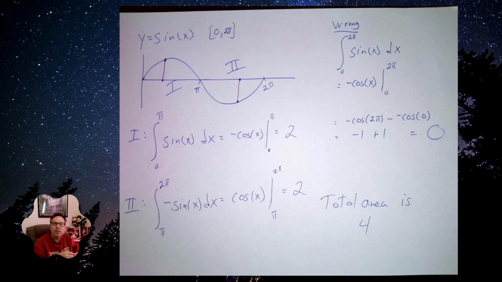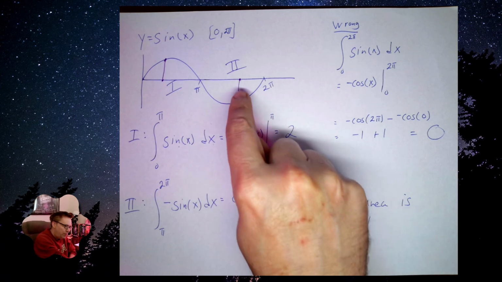So there are two examples of the area underneath a curve, or between the curve and the x-axis. I really shouldn't say under, because sometimes it's over, like in this region right here.